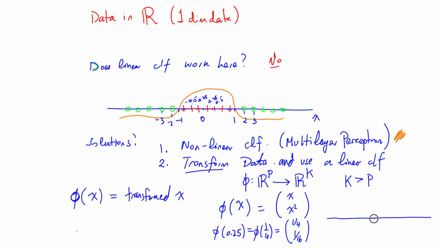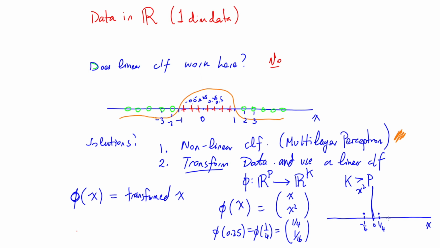Now we're going to have a two-dimensional space. We're going to have x and x squared, so this is the x squared axis, because now we have a two-dimensional vector. The first coordinate is 1 over 4, so it's going to be here, and it's going to be mapped to 1 over 16, so somewhere here. Similarly, negative 1 over 4 is going to be mapped to this point here.